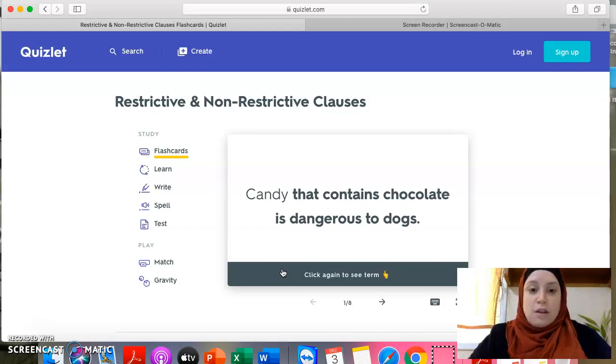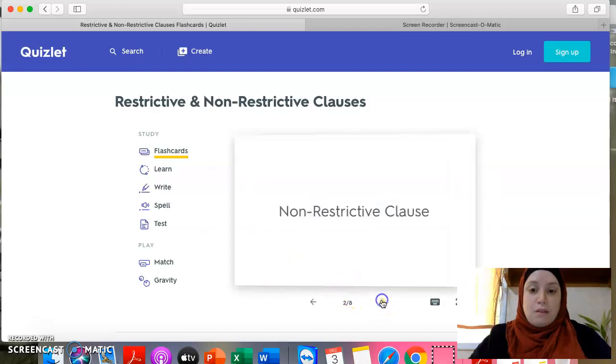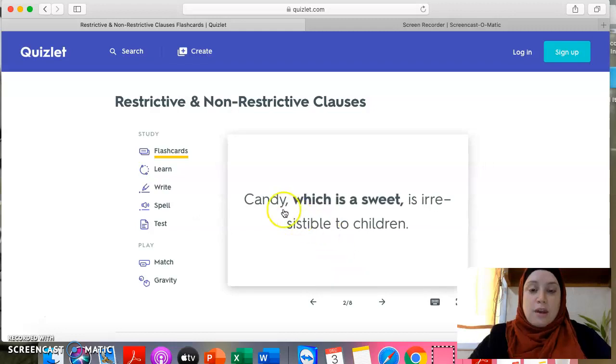And in this case, we have the sentence, "Candy that contains chocolate is dangerous to dogs." Now, as we have learned in the lesson before, when we start our clause with "that" and we see no commas, we define this as a restrictive clause. What can we see as a non-restrictive clause? "Candy, which is a sweet, is irresistible to children."